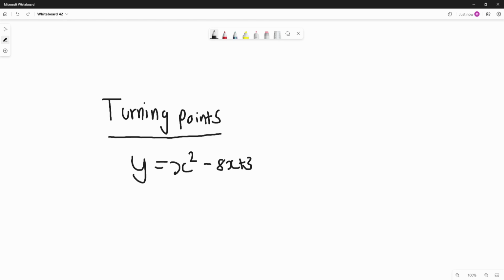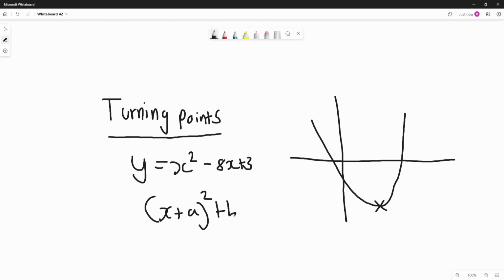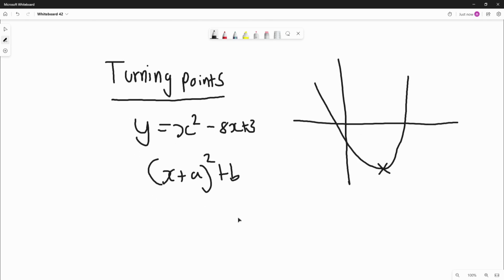Now here we have another question, and it's asking us to find the turning point of the graph y equals x squared minus 8x plus 3. The graph will look something like this. This is just a sketch, don't take it literally. And you want to find the turning point. Before you do anything, you want to put it in the form (x plus a) squared plus b, like we've been doing in all the past questions. So how would we do this?